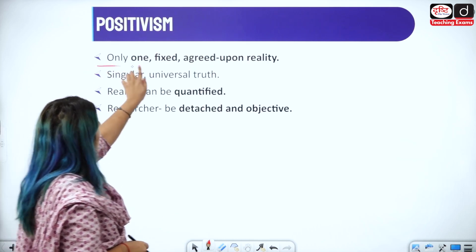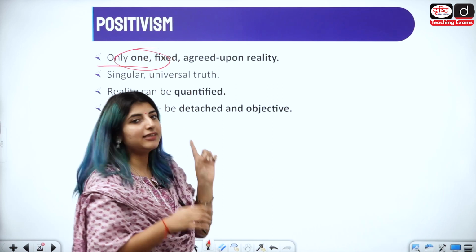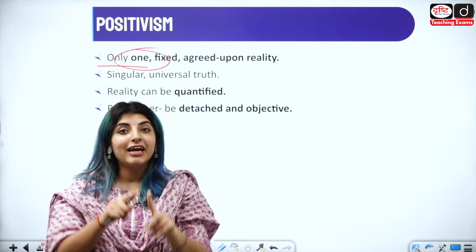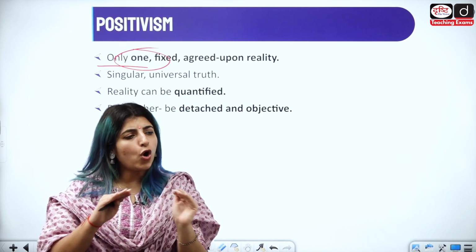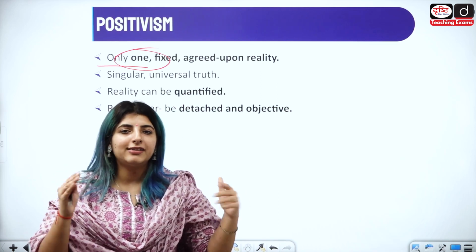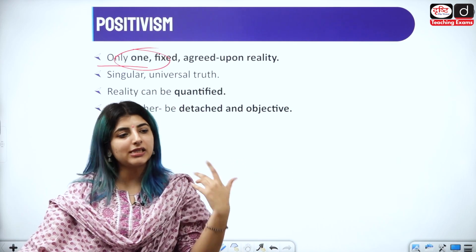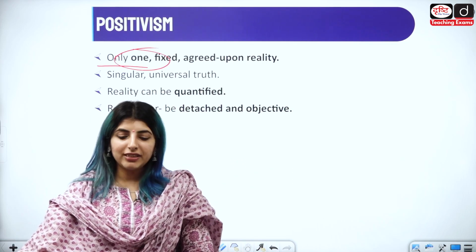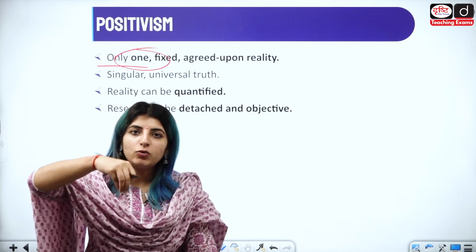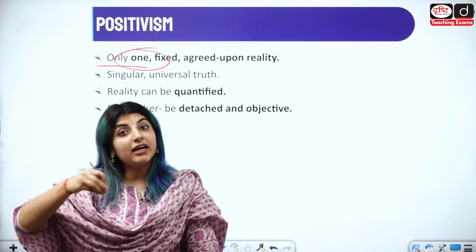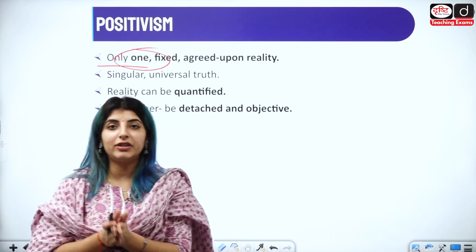Other things that are important: they only believe that there is one fixed, agreed-upon reality, like the theory of gravity. All of the people in this world, after Newton, of course, who gave this theory, started believing in that theory. So they say there is only one answer to a problem that is backed up by science. Every thing has one answer or another. This is what they say.